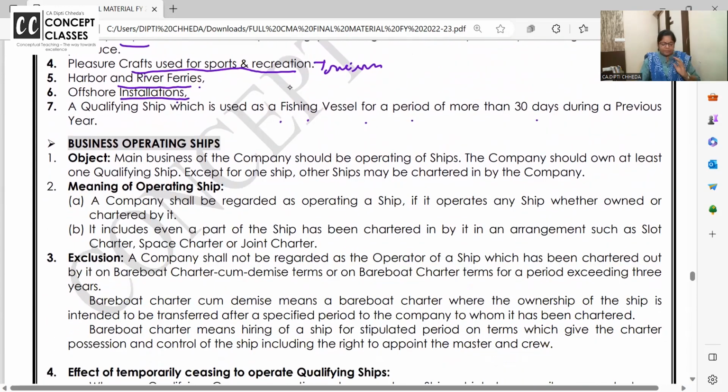Okay, now business operating ships. Main business of a company should be operating of ships. The company should own at least one qualifying ship, except for one ship. Other ships may be chartered. Understanding? At least one qualifying ship should be there. Other can be charter, but charter is given ahead also, but I am writing here too. Charter should be less than 45% of the total capacity.